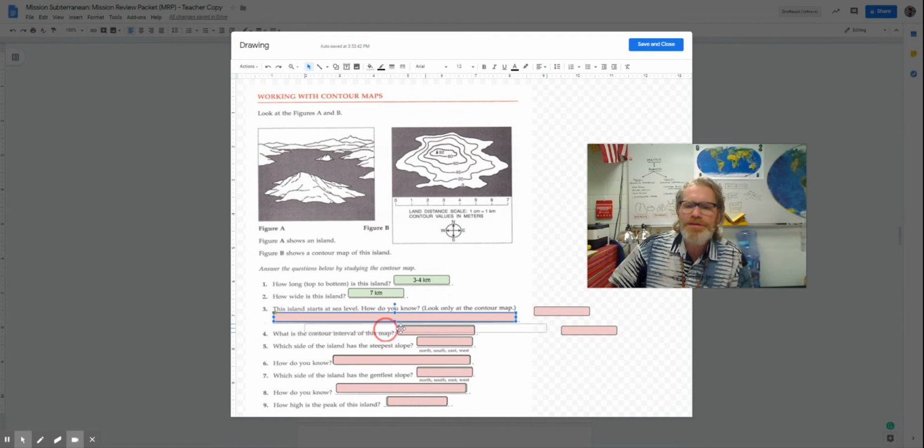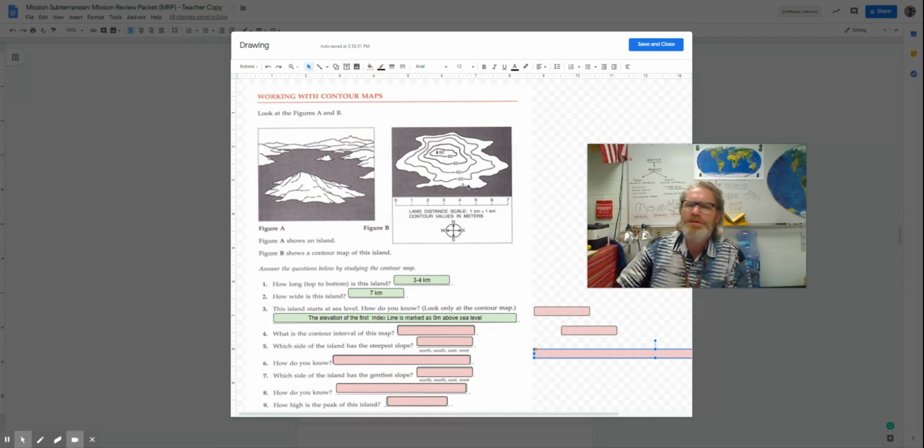This island starts at sea level. How do you know? Well, because this is the sea and the level there is 0, so the level 0 is the mark of above or below sea level, and therefore 0 is right at the level of the sea, right around the edge of the island. What is the contour interval? Well, that's the space in between the lines. So if I know this is 0, and this is 20, and this is 40, and this is 60, the contour interval must be 20 meters.